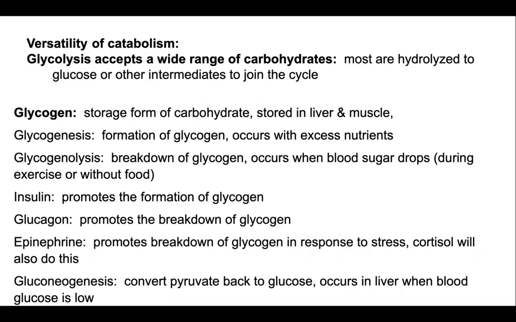Gluconeogenesis is the conversion of pyruvate back to glucose. So this can occur in the liver when the blood glucose is low. It's important that we have adequate glucose in the bloodstream. So this is one of the ways that the body will try and do homeostasis with that.